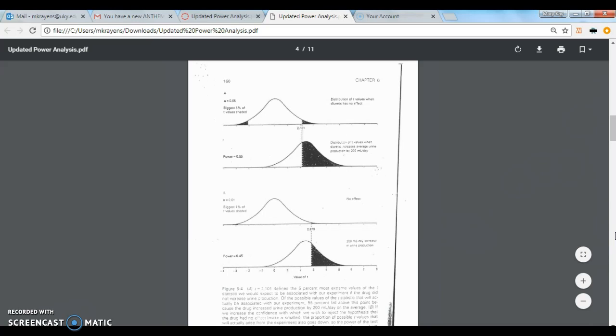So even though you still have the effect of a 200 mils per day increase in urine production, you would reject the null hypothesis only 45% of the time. This agrees with the observation that we had originally, that if I decrease alpha, I necessarily increase beta or decrease power. By decreasing alpha, I'm making it more difficult to reject the null hypothesis in general, which also is more likely to lead me to a type 2 error or diminished power.